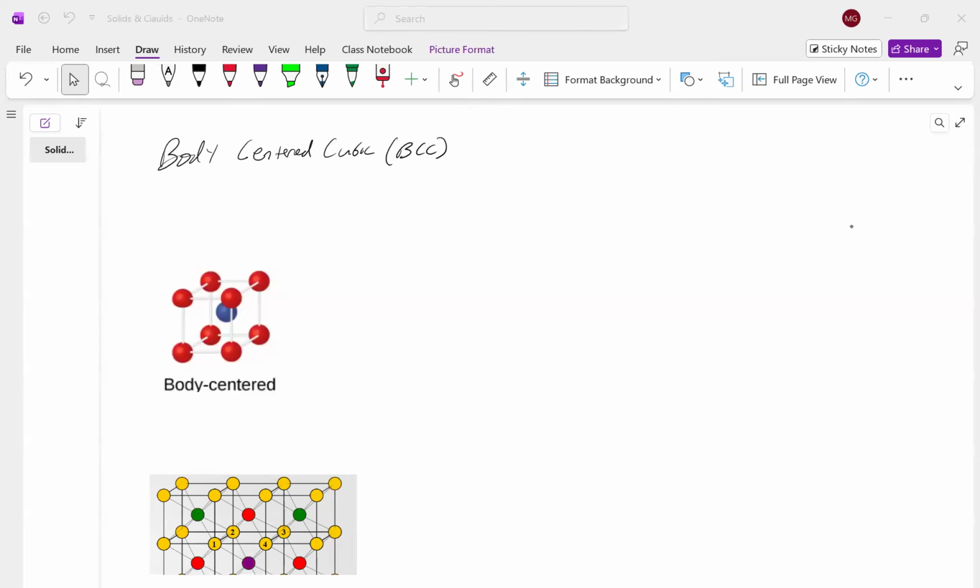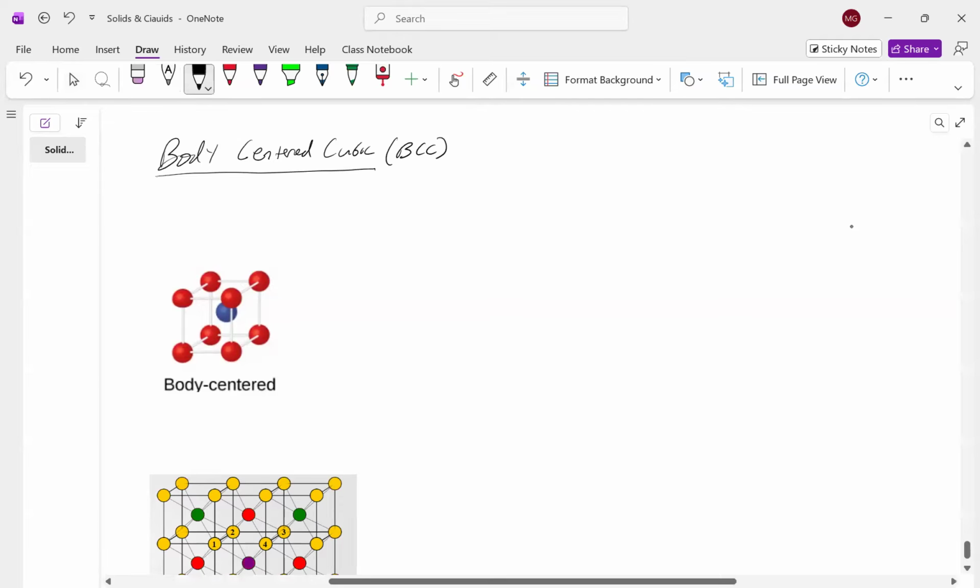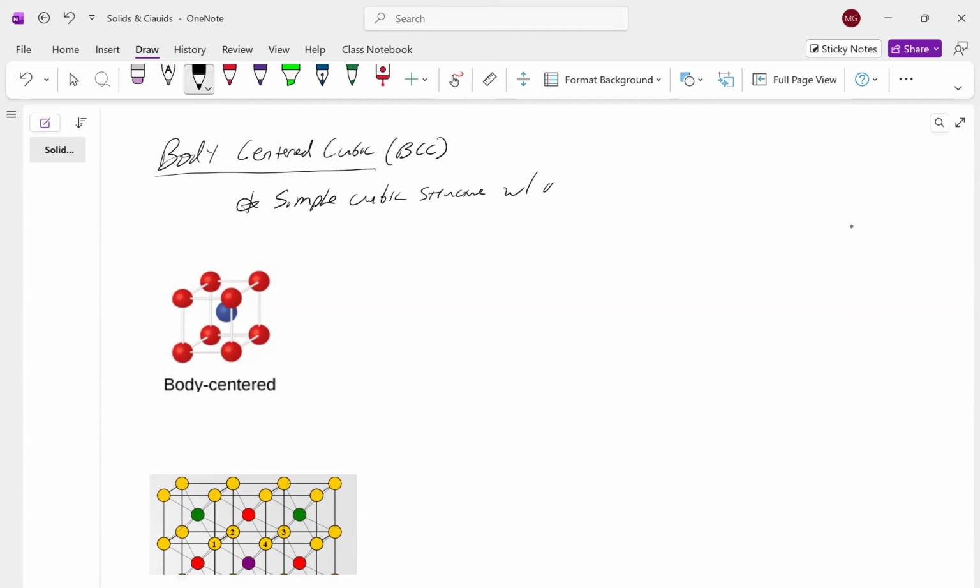Right, the next type of cube that we're going to focus on is the body-centered cubic. And this is pretty much a simple cubic structure with an additional atom in the center.